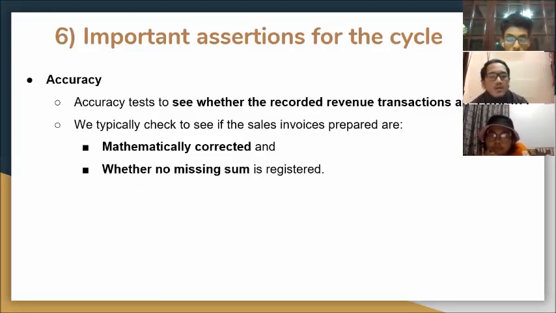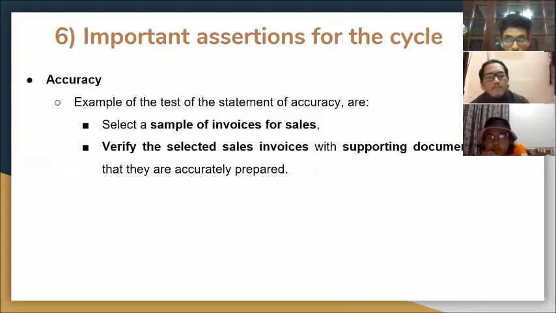Okay, third is accuracy. Accuracy tests to see whether the recorded revenue transactions are error-free. Typically, we check to see if the sales invoices prepared are mathematically correct and whether no sum is missing in the register. Examples of the test of accuracy are: select a sample of invoices for sales, and verify the selected sales invoices with supporting documents to ensure that they are accurately prepared.